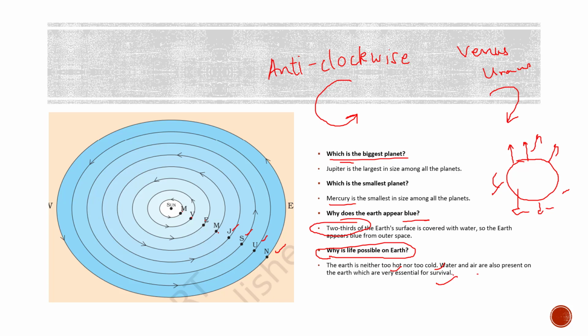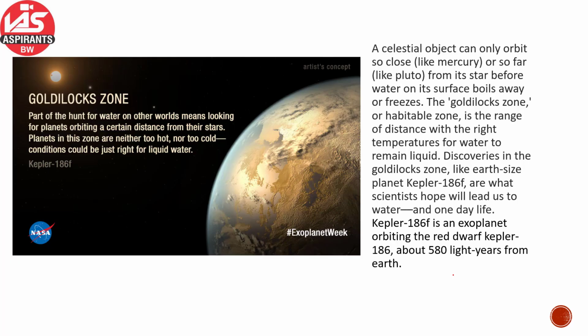But if you look at NASA's website, then you will see the only criterion for making it habitable would be liquid water. So Earth is just at the right distance for the water to be in the liquid form, which is very essential for survival. Such a distance which makes a habitable zone is known as the Goldilocks zone.